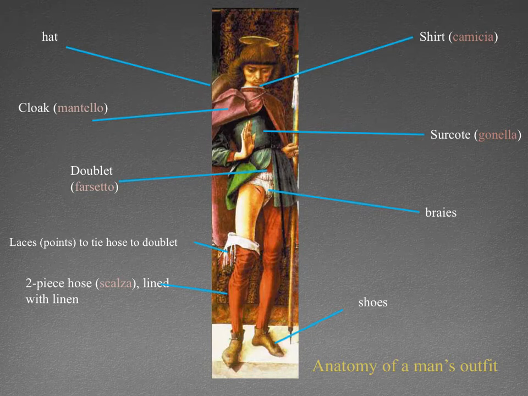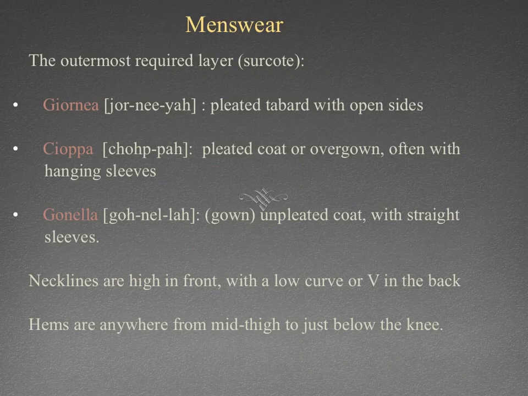And over that, you're going to have a 3rd layer, one of which could be the gunella, which is featured here, right? So the surcoat in English. Over all of that, if you have outerwear, you'll have a cloak or a mantello. You're probably going to wear a hat. And covering your braise on the bottom half of your body, you're going to be wearing the 2-piece hose, or scalza in Italian. And you can see here they've got the points, the laces to tie the hose to the doublet, and then leather shoes on the feet.